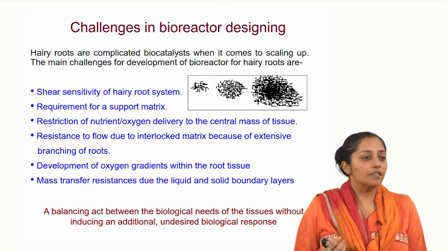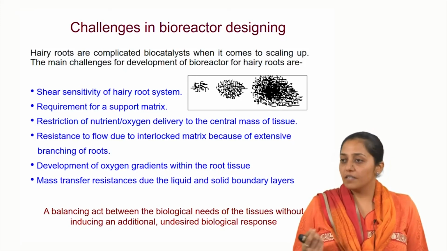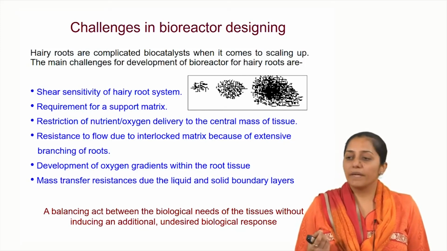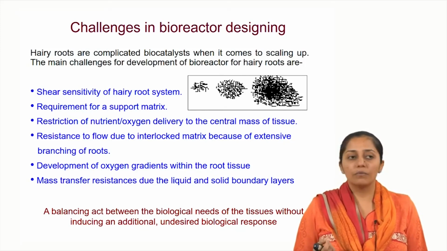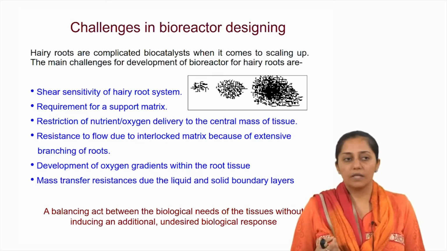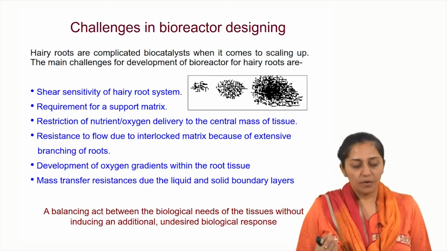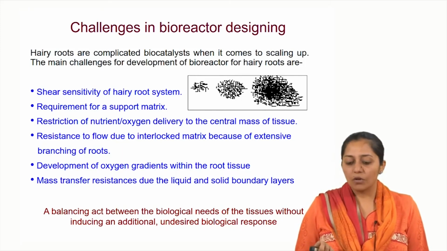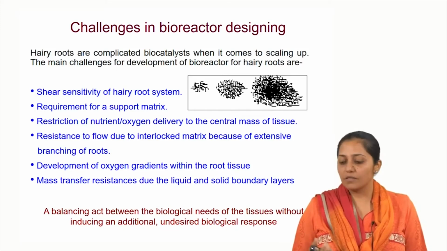They are highly sensitive to even the material of the support. Generally stainless steel is the material which is used in the reactors, but it depends on the species. Sometimes it is found that it is very specific and sensitive to the material of the inner parts of the reactors. So an inert matrix is needed. Restriction of nutrient or oxygen delivery to the central mass of the tissue.